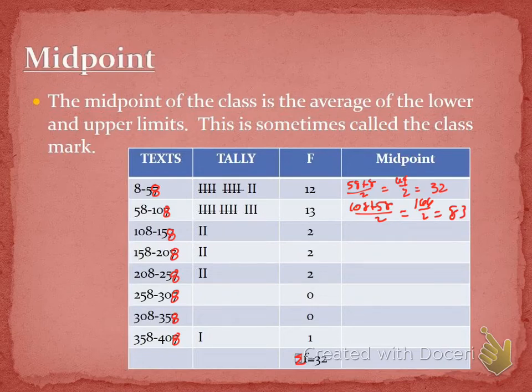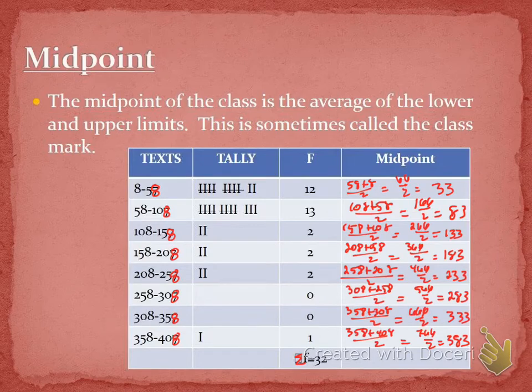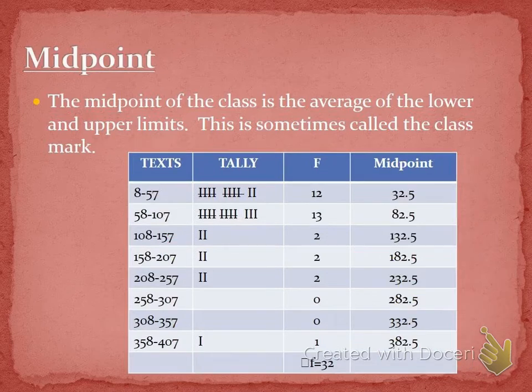I'll give you a second, or stop the video, take a few seconds to do the rest of these calculations, and we'll see if we match up. And so there are your midpoints, right? 33, 83, 133, 183, 233, 283, 333, and 383. You start to see a pattern where we're adding 50 every time, which makes sense since our intervals are 50 wide. So there are our midpoints. We're going to center our graph on those, or just use those in the calculation later, okay?